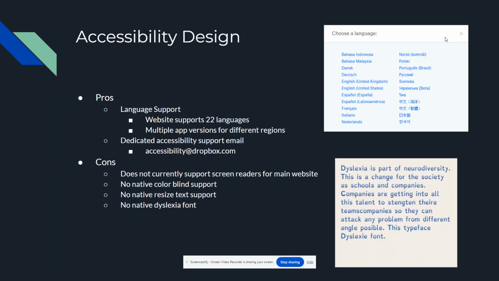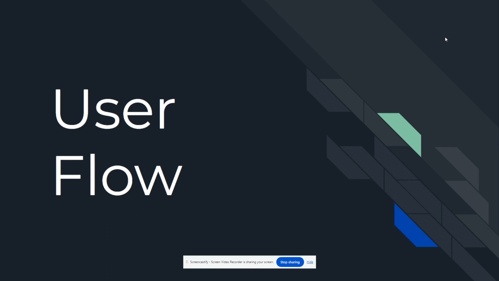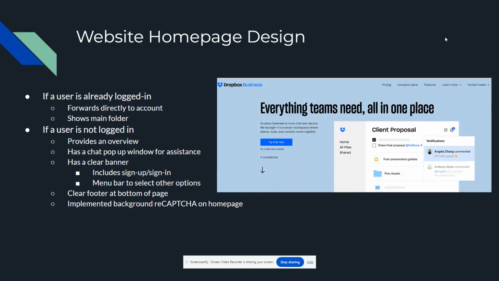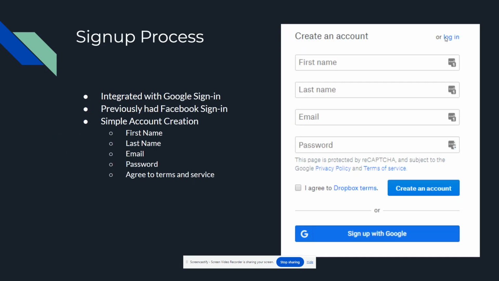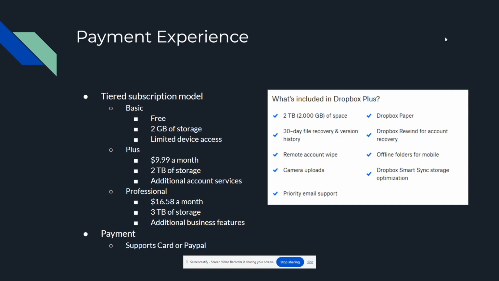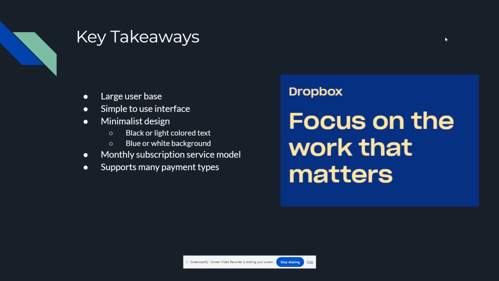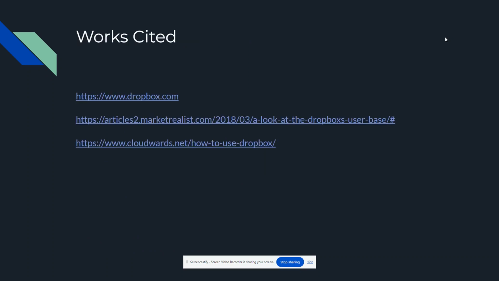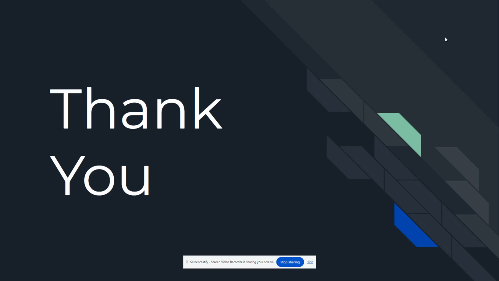How do they do accessibility? What's the user flow on Dropbox? And what does some of the UI look like? So this is the overall web page for the home page. Here's the sign-up process. Here's the payment experience. All of these were covered in the videos that the students watched, and now they can apply it to Dropbox. Any kind of final summary that the students have, some citations, and that's the end of the presentation.